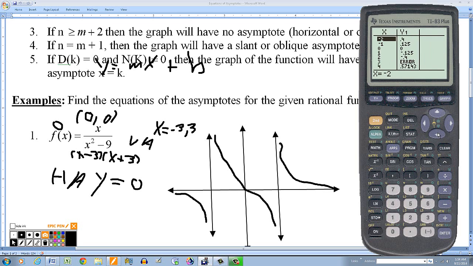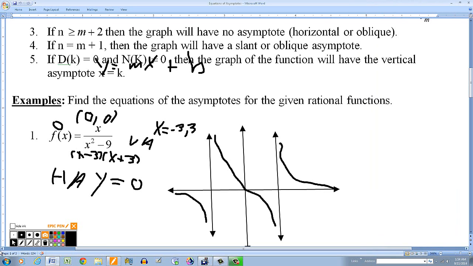And if you look at the table, you can see some of the values. So 0, 0 is the intercept. Look, number 3, you have an error. That's because you have an undefined. So that's where we have the vertical asymptote. I go to -3 again and have an error, or it's undefined there. And there you have it. Okay, so you can get the graph that way.